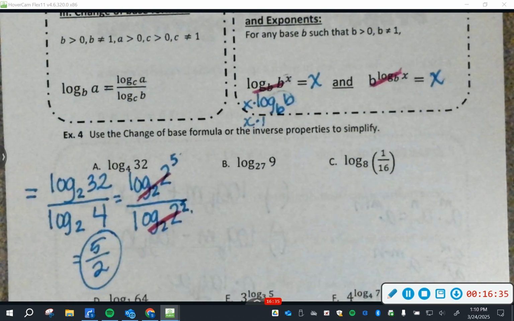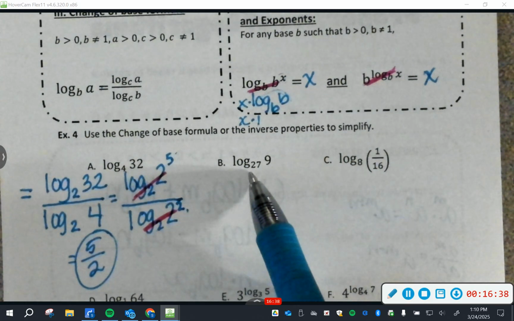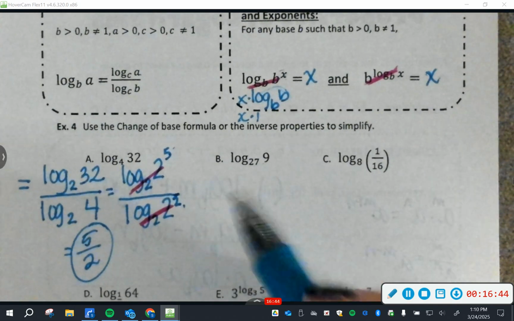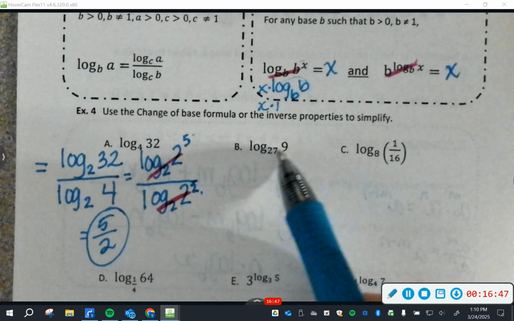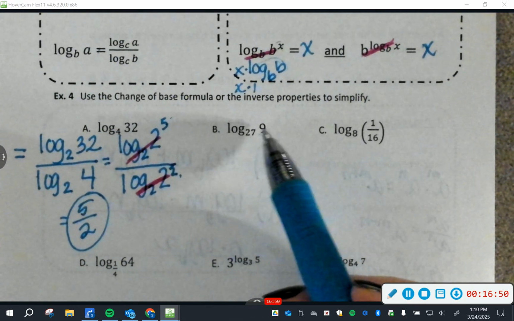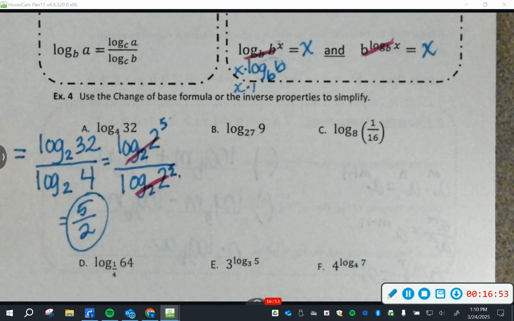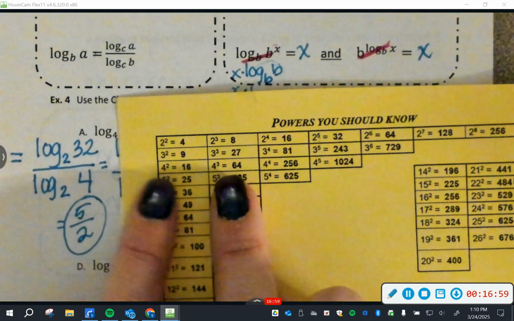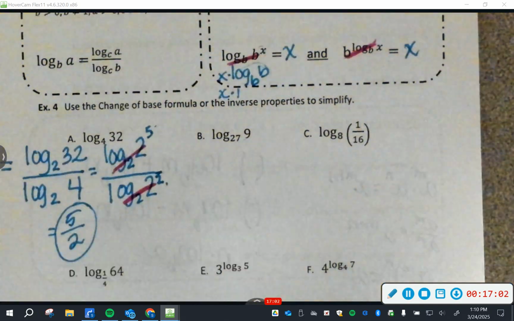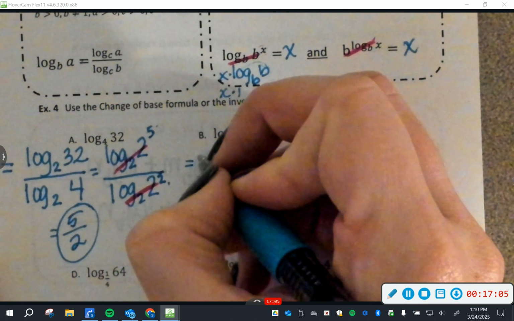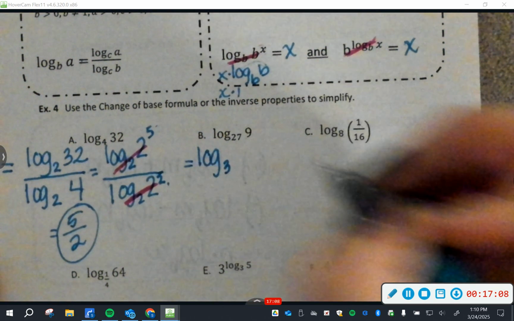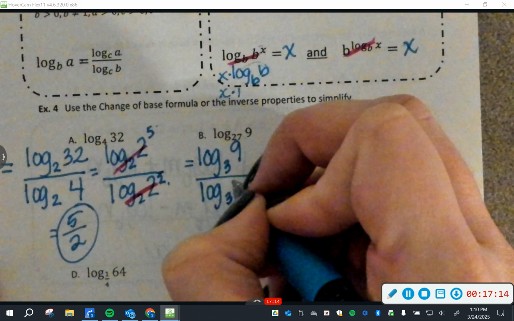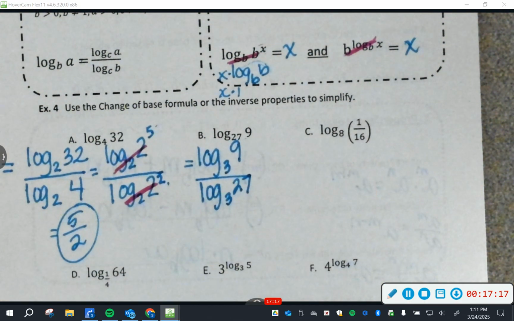So we can change, if we don't like it, we can change it. So log base 27 of 9. 27 to what power makes 9? I don't know. I don't like that base. So what might I use as a common base for 27 and 9? We can write 27 and 9 both as powers of 3. So that's my new base. I want the base to be 3. So we're going to write this as log base 3 of our argument over log base 3 of our original base, 27.